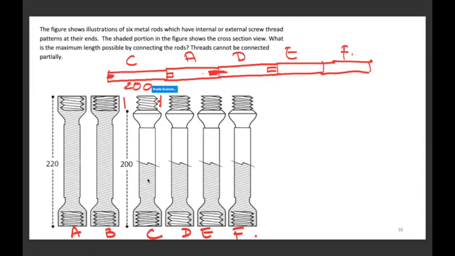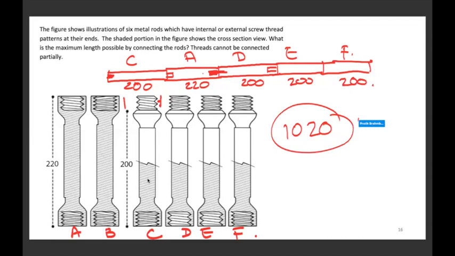This is 200. A का size is 220. This is 200, this is 200, and this is 200. Now add all of them up, it comes to 1020, which is the maximum length possible. Okay.